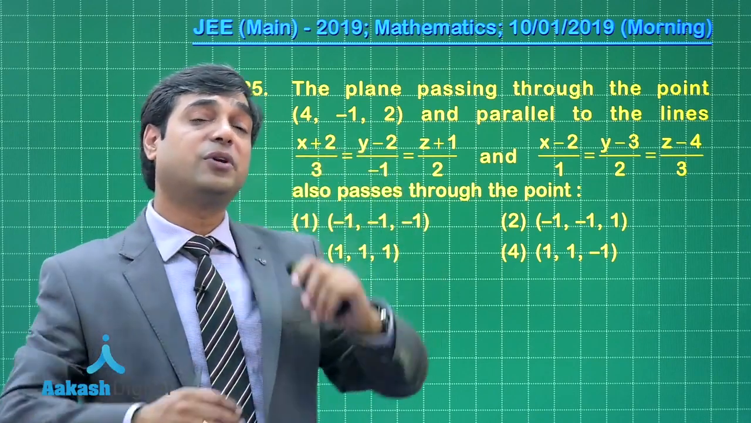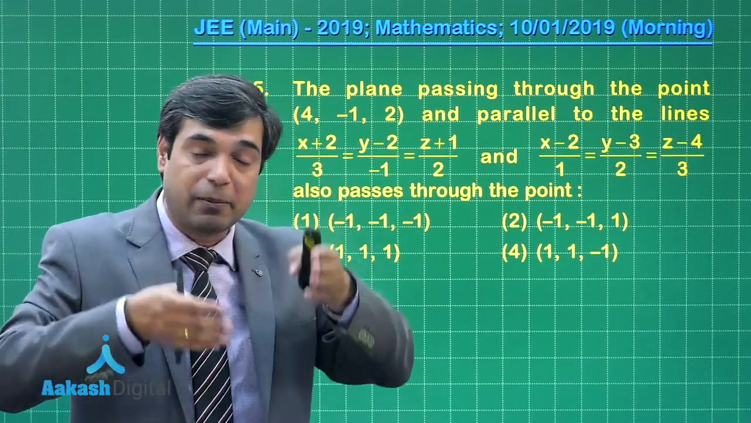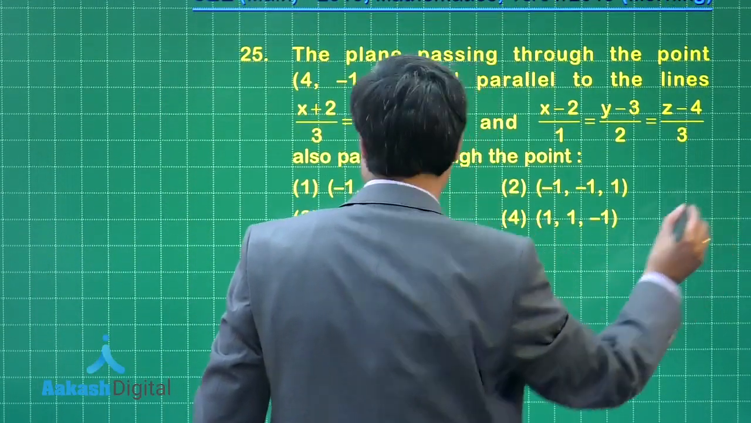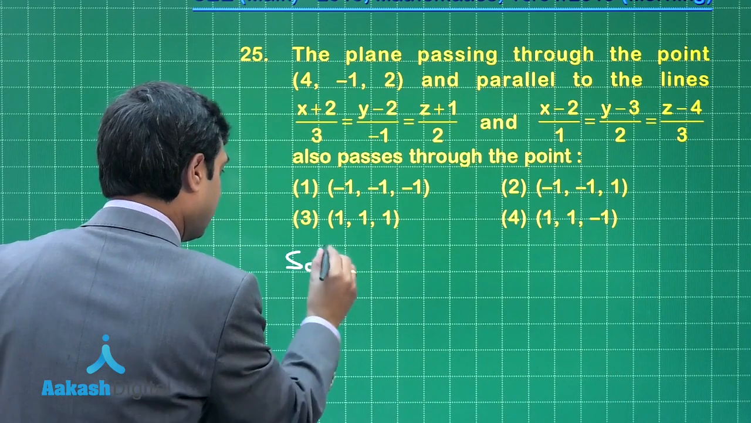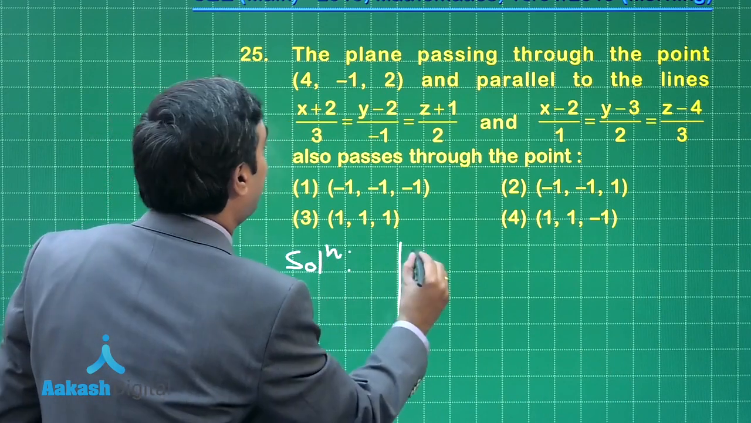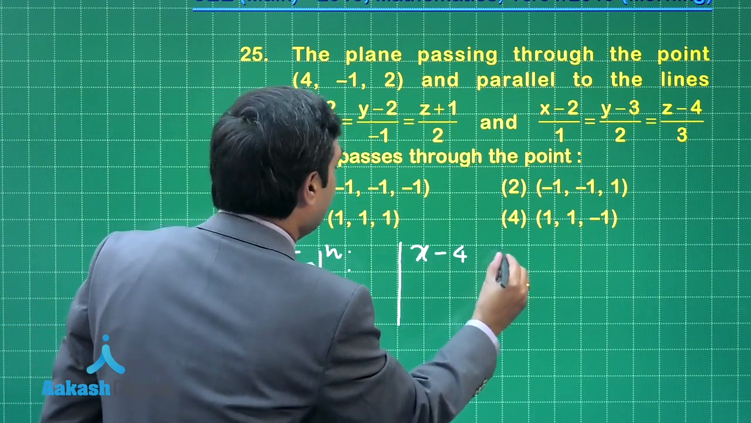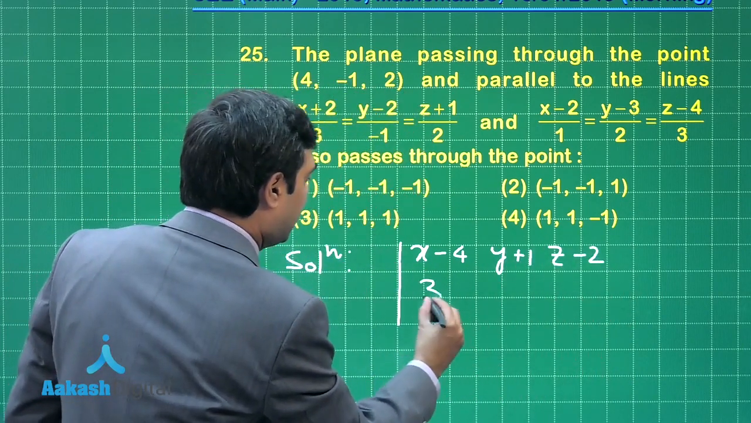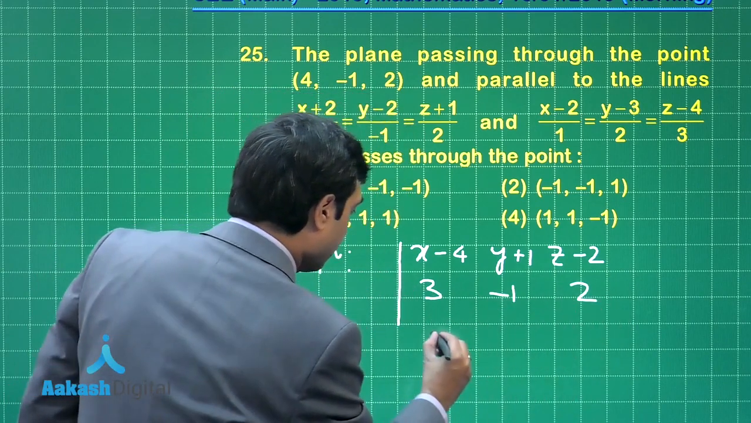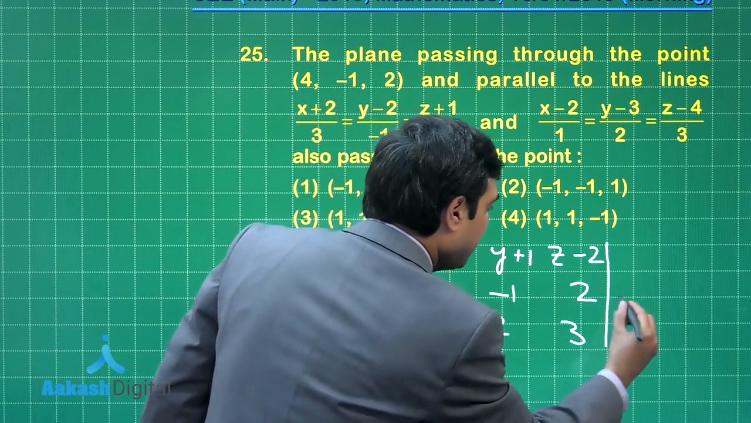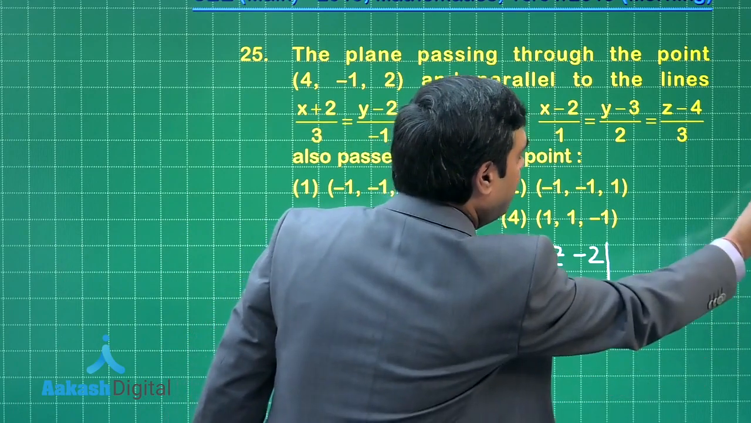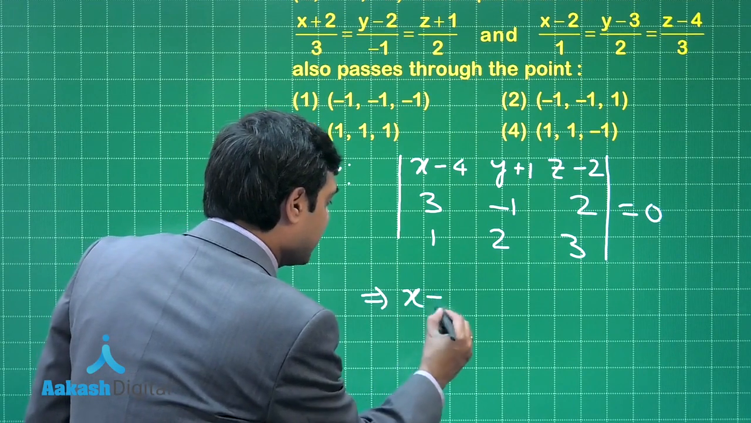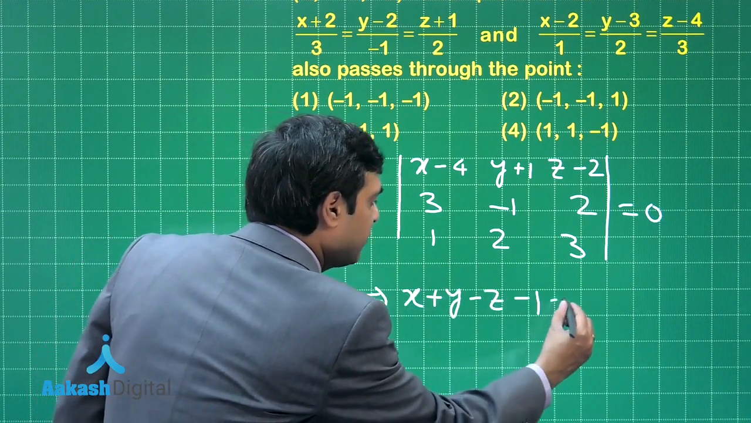A plane is parallel to these two lines, meaning the normal is perpendicular to both the lines. So simply we have the equation of the required plane as, let's write down, the determinant formed by x minus 4, y plus 1, z minus 2, then 3, -1, 2, 1, 2, 3. Just simplify it to get the equation of the plane. This is clear? Okay. So, on simplifying we get x + y - z - 1 = 0.